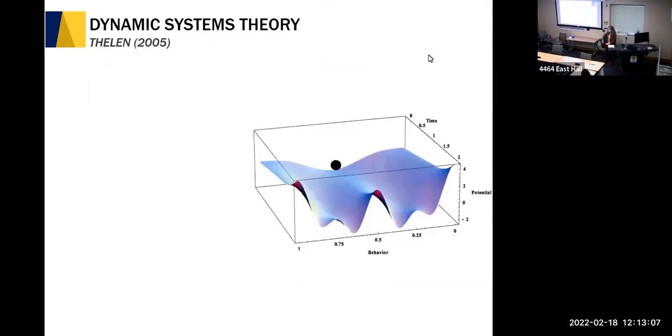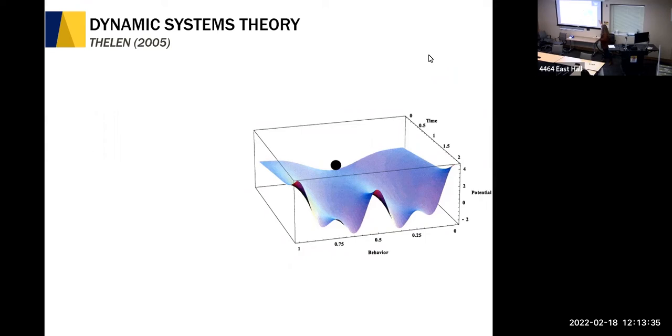In case I'm not, I'll do one more. Phelan's dynamic systems or developmental systems theory of development. This is the one probably most akin to most of my work. You'll often see this represented as a ball. Think of the ball as the individual on some sort of plane. Notice how this plane has behavior on an x-axis, the potential for that behavior on the y-axis, and then time going back on the z-axis.